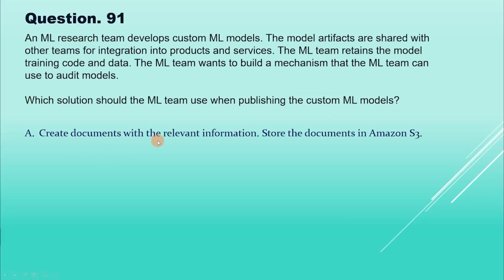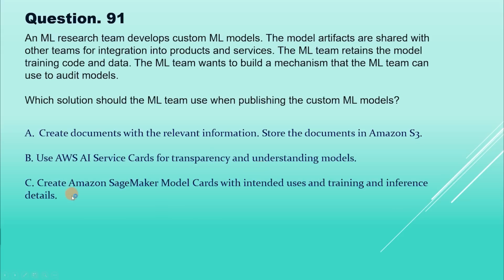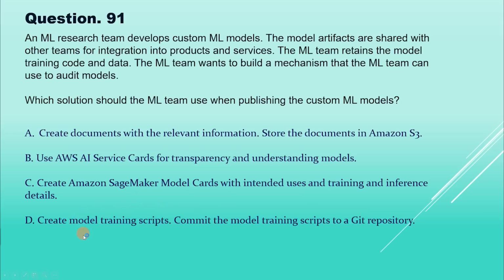Option A, create documents with the relevant information. Store the document in Amazon S3. Option B, use AWS AI Service Cards for transparency and understanding models. Option C, create an Amazon SageMaker model card with intended use and training and inference details. Option D, create model training scripts. Commit the model training script to a Git repository. Take your time to guess the correct answer here.